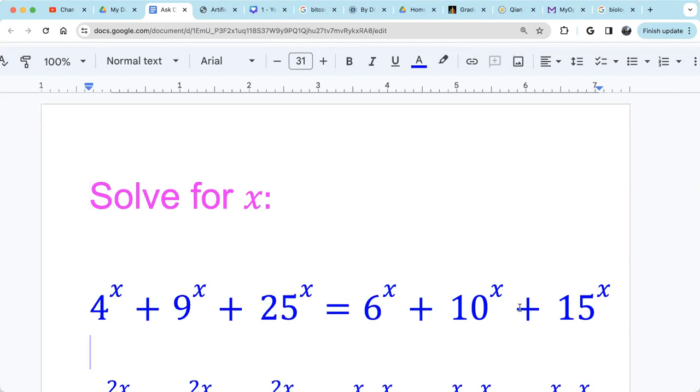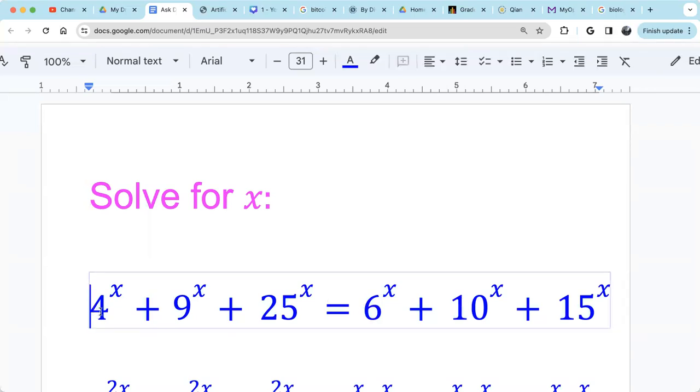The exponents are the same, but the bases are different. However, the bases have certain relations. We see 4, which is 2 squared, 9, 3 squared, 25, 5 squared. And on the right-hand side, we have 6. 6 is 2 times 3, right? So that relates with 4 and 9. 10 is 2 times 5, so that relates with 4 and 25. 15 is 3 times 5, so it relates with 9 and 25.